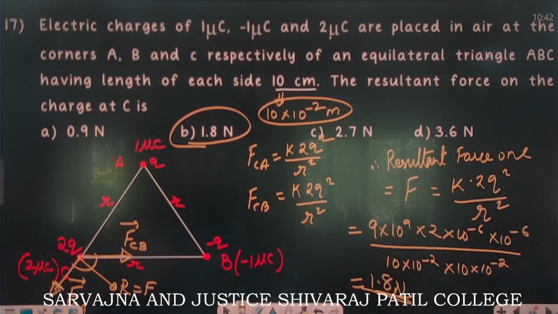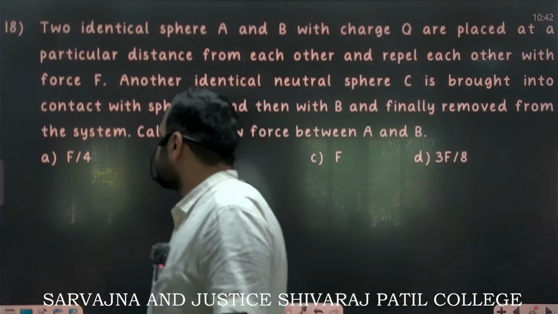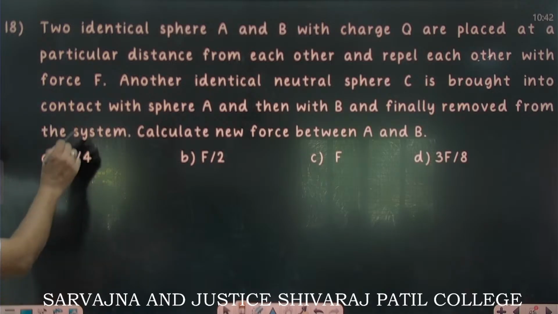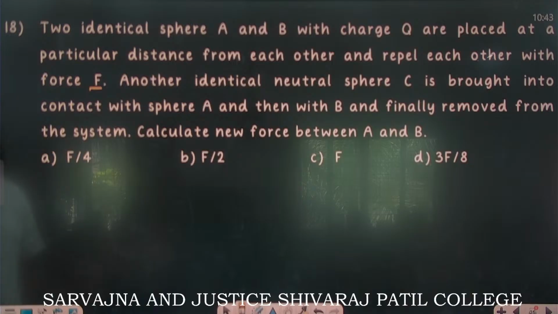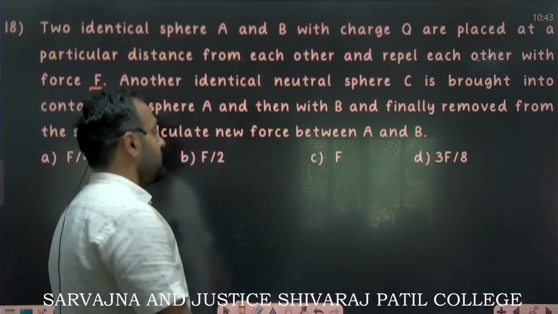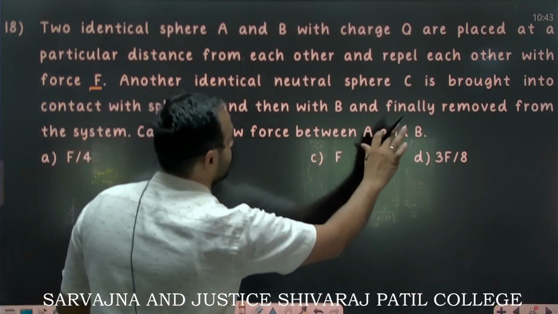Okay, shall we look at the next one? Try this. Okay, I'll do this one as well. Two identical spheres A and B with a charge Q are placed at a particular distance from each other and repel each other with a force F. Another identical neutral sphere is brought into contact with A and then with B and finally removed from the system. What is the new force between A and B?